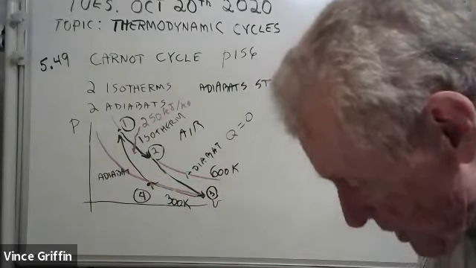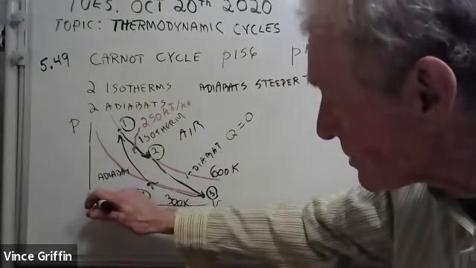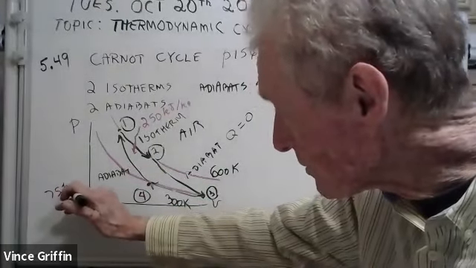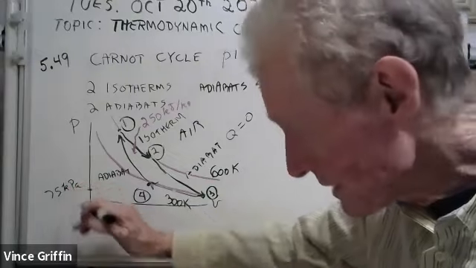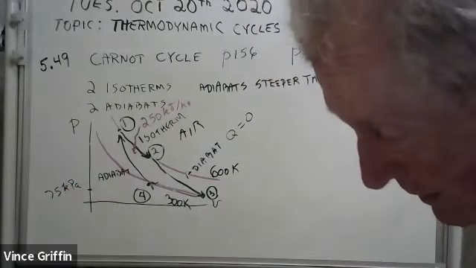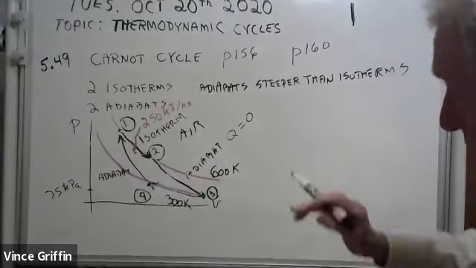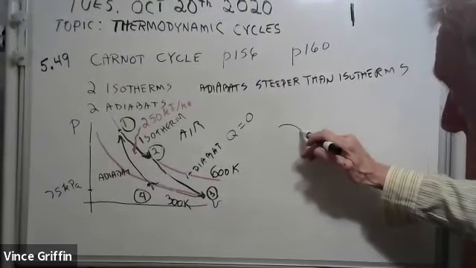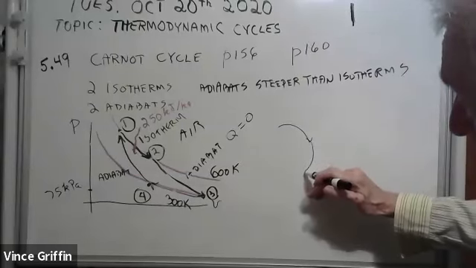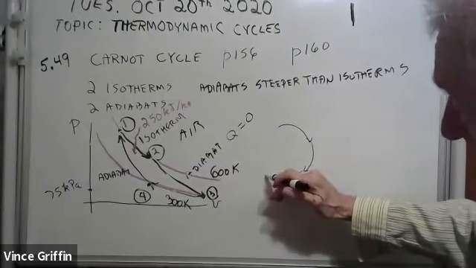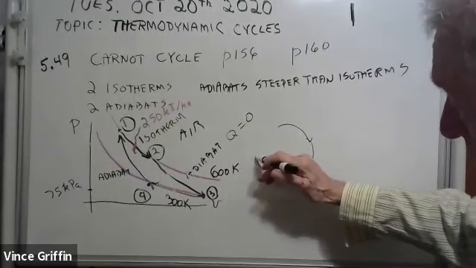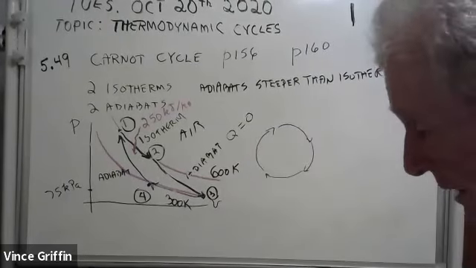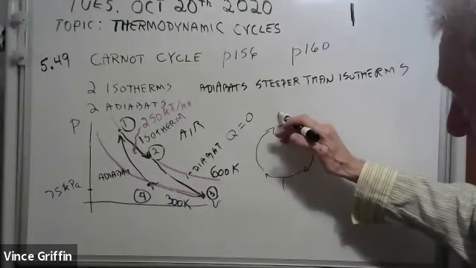The lowest pressure in the cycle is 75 kilopascals. That's over here. Now let's do our schematic that we learned how to do. This is a power cycle, so you want to draw clockwise. You want to draw clockwise, and you want to fill it all in.